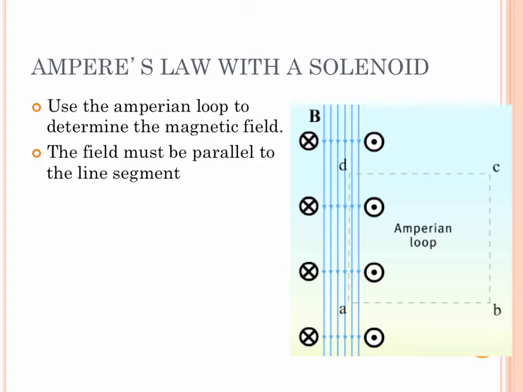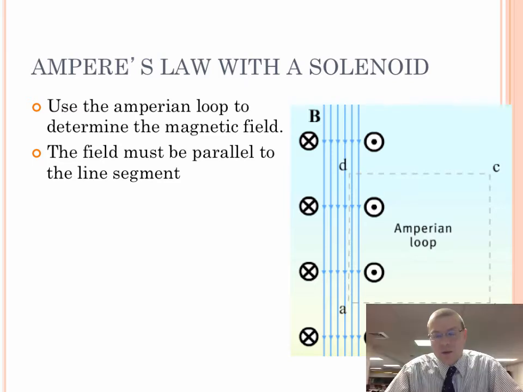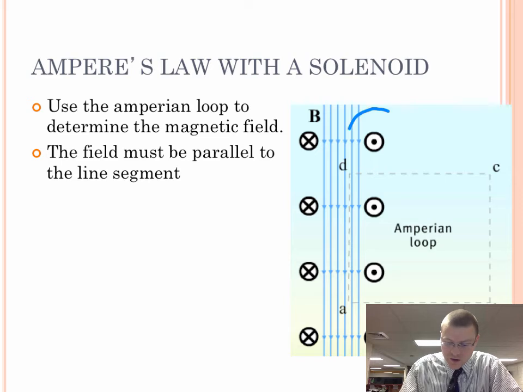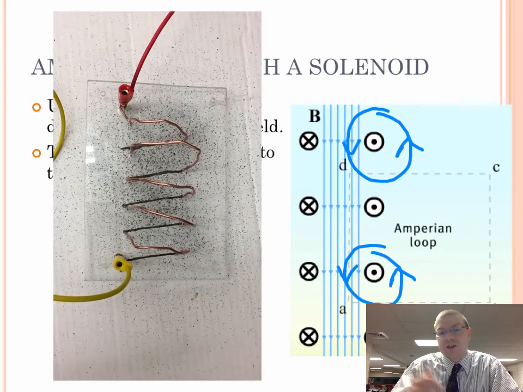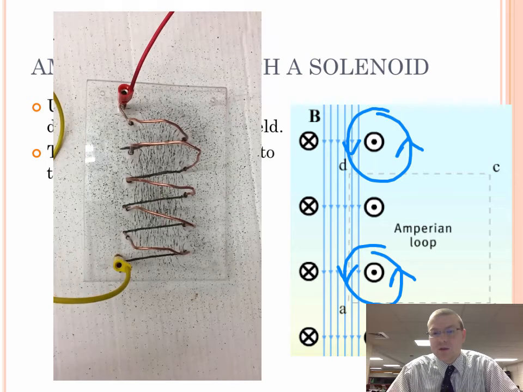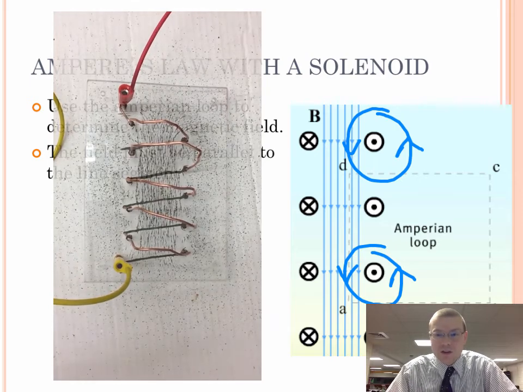So if I want to use Ampere's law to find the magnetic field inside the solenoid, the field must be parallel to the line segments. So let's do Ampere's law for each of those line segments. And the magnetic field says it's straight down here. To test that, thumb in the direction of current, curl your fingers, and you can see that this has current down in the middle here and out on the sides, down in the middle, and out on the sides, just like we saw in the demo today for the homemade solenoid.